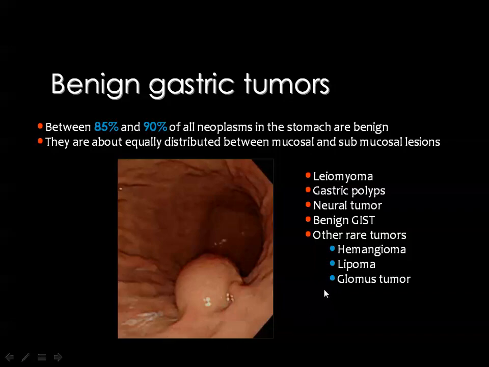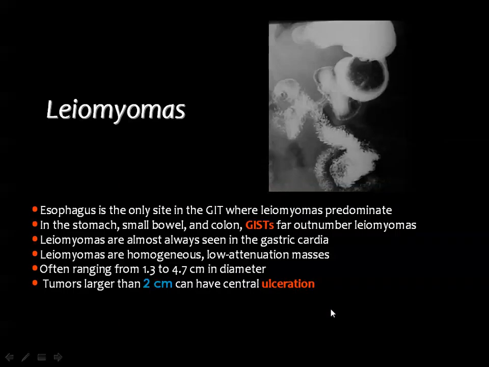Most of the gastric tumors are on the benign side, and they are usually in the submucosa or in the mucosal layers of the stomach. One of these lesions is leiomyoma, and you know that leiomyoma is common in the esophagus, but in the rest of the gastrointestinal tract, especially in the stomach, GIST predominates the benign lesions in this particular area.